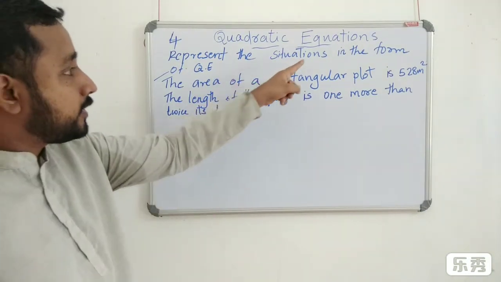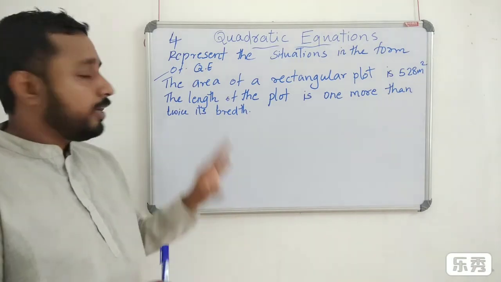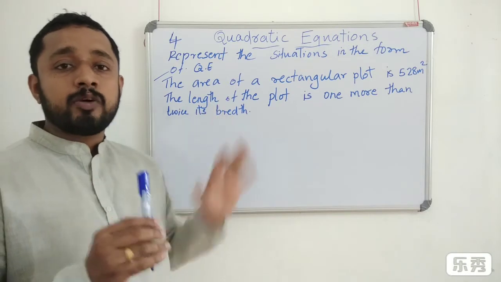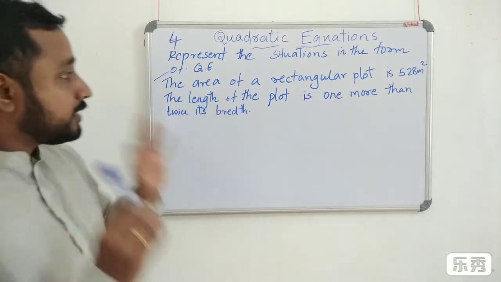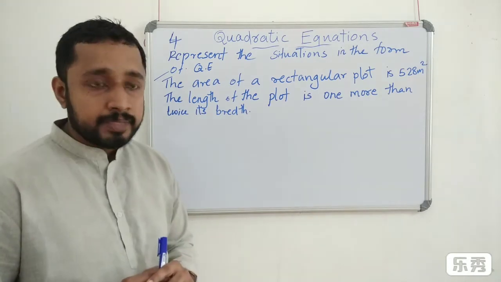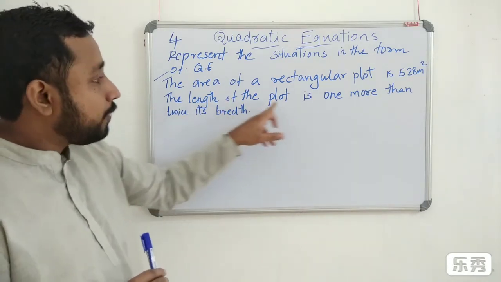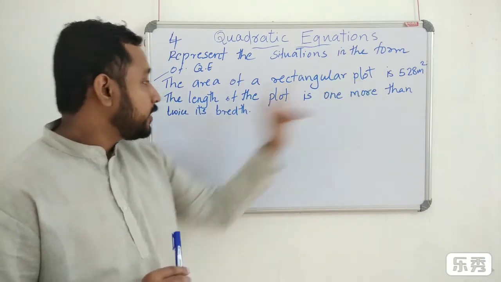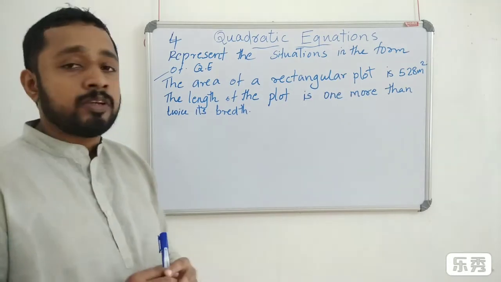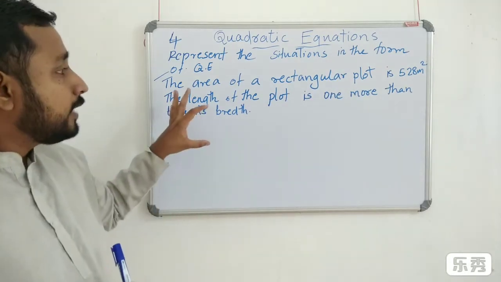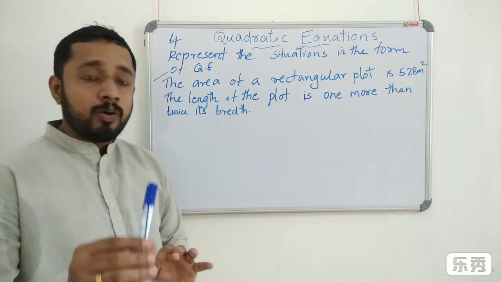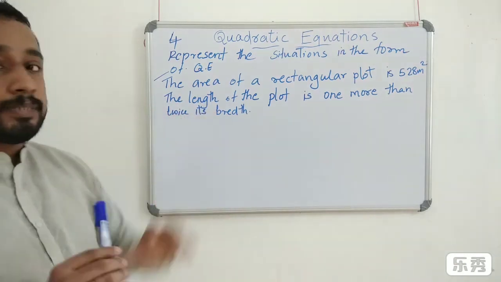Represent the situations in the form of a quadratic equation. We have a situation, and we have to represent this situation in quadratic equation form. The area of a rectangular plot is 528 meters square. The length of the plot is 1 more than twice its breadth. So we are given that the area of the plot is 528 meters square, and there is a relationship between length and breadth: length is 1 more than twice its breadth.